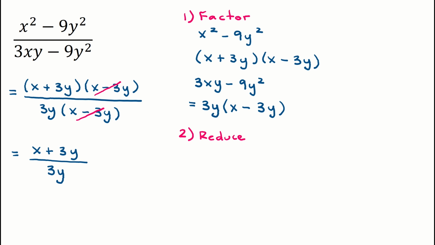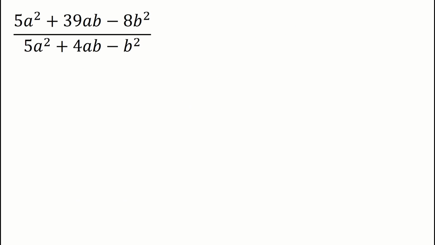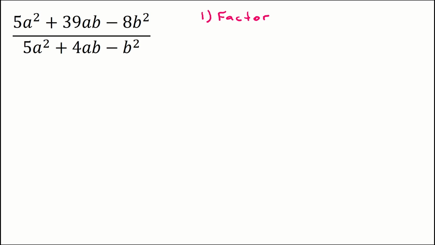Let's take a look at one more example. So in our last example, this looks a little bit complicated. That's only because we have complex trinomials on both the top and the bottom, but we know how to deal with these. So let's factor your complex trinomials in the method that you like best. We have 5a squared plus 39ab minus 8b squared. And I'm going to factor this using the shortcut method.